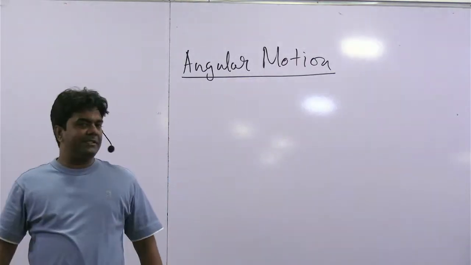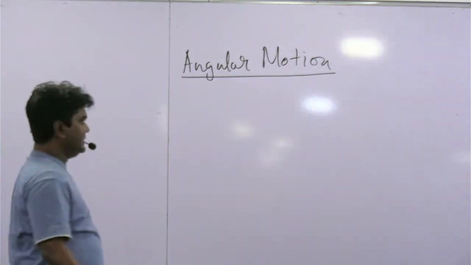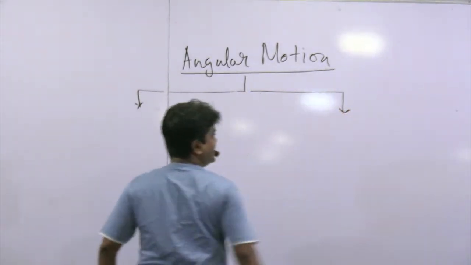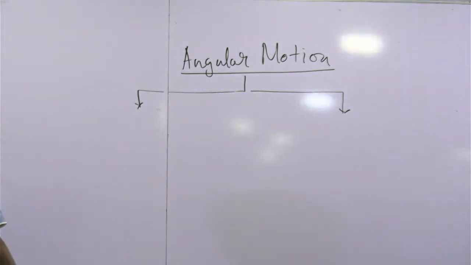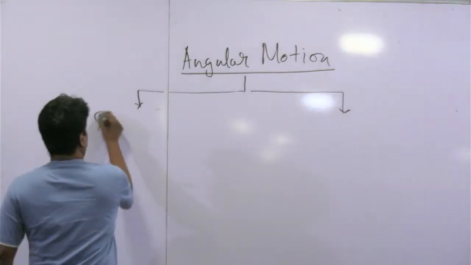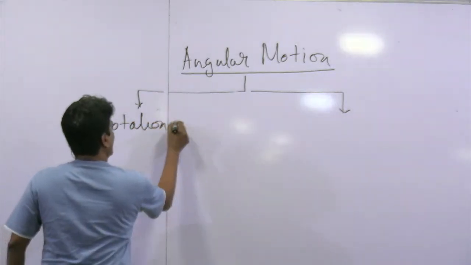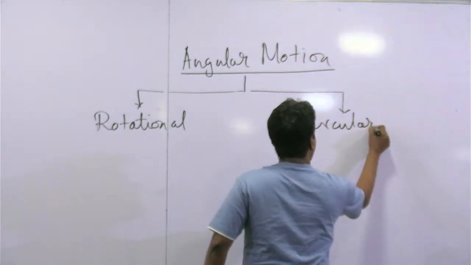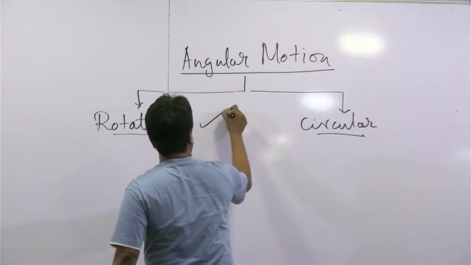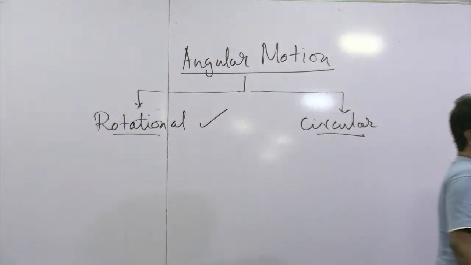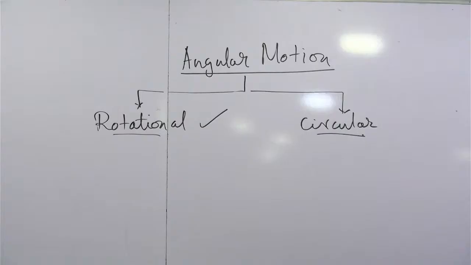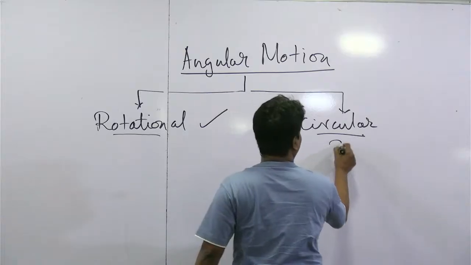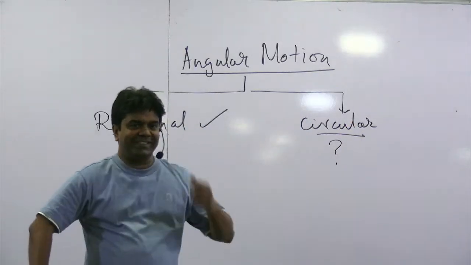That's what we started a few weeks back. And we divided this angular motion into two main parts. Right? What are the two main parts? Rotational motion and circular motion. And we have gone through the rotational motion comprehensively. Now, what we are going to do? Circular motion. It's a simple question, popular one, everyday question. What is circular motion?